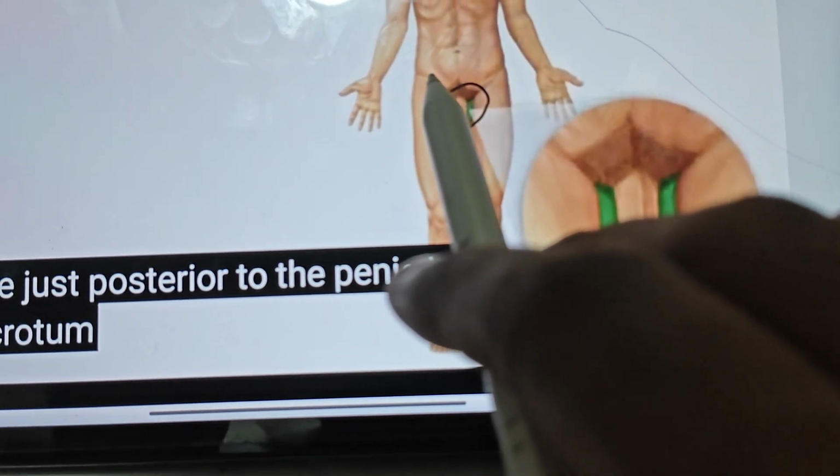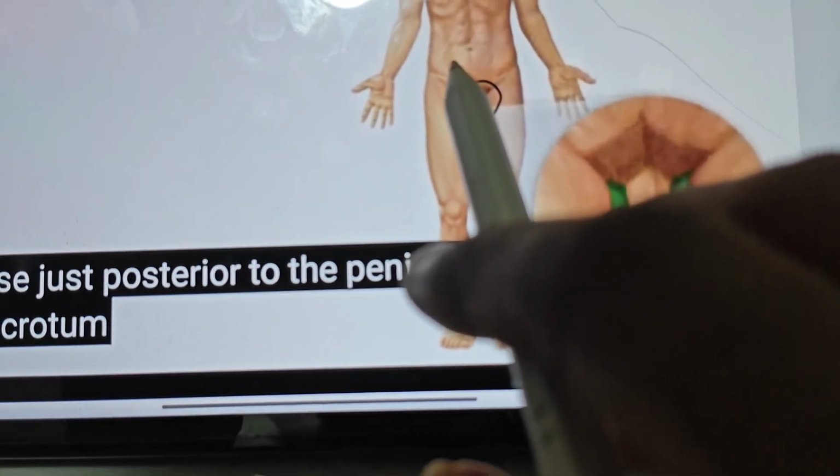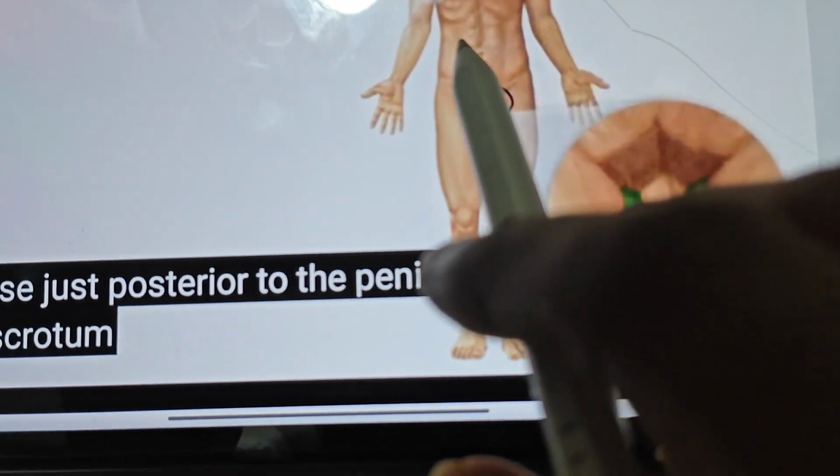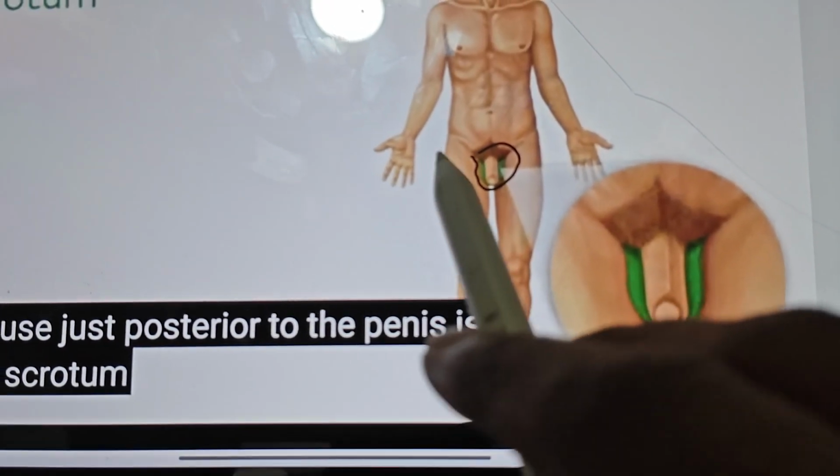It is the continuation from the abdominal wall, right? So this scrotum is composed of superficial fascia of the abdominal wall internally and externally by the skin.